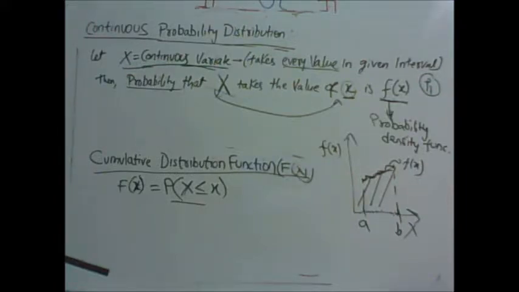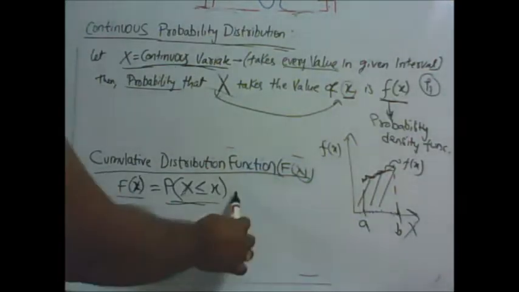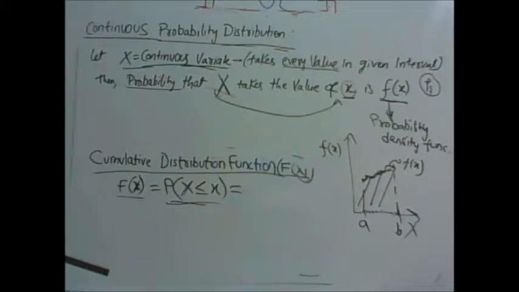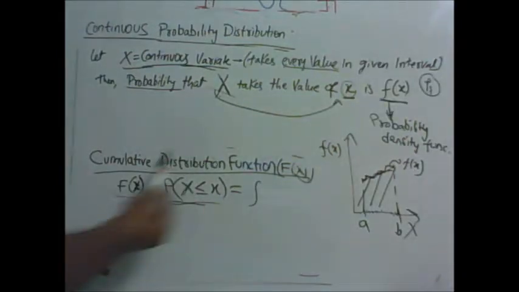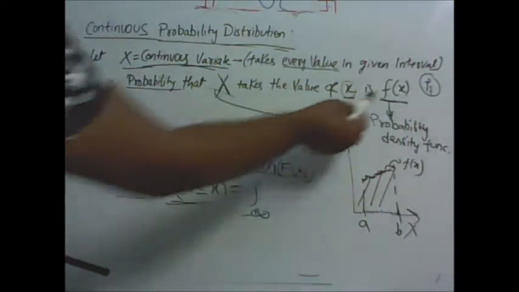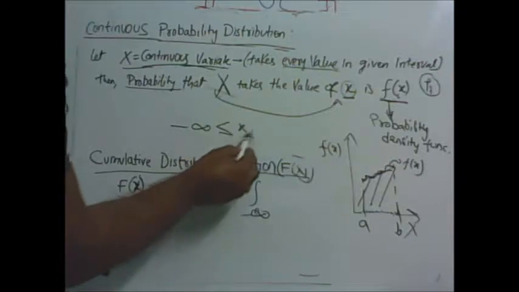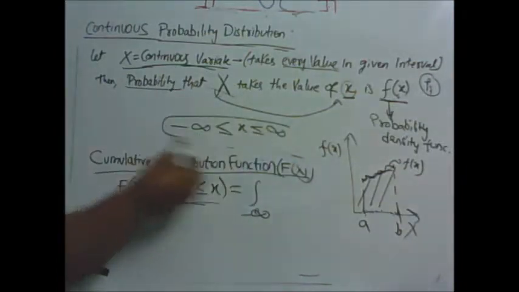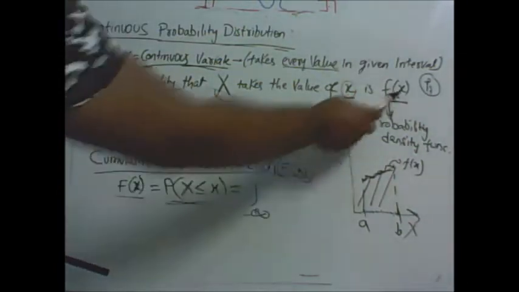Now coming to the earlier case, the cumulative distribution function, F of x. In this case also, F of x is P of X less than or equal to x only. But in the earlier case it was discrete, so we used summation, sigma. Here it is continuous, a curve, so it is an integral. From where to where? From minus infinity, because here x can take values from minus infinity up to infinity. So in this interval, anywhere x can lie.